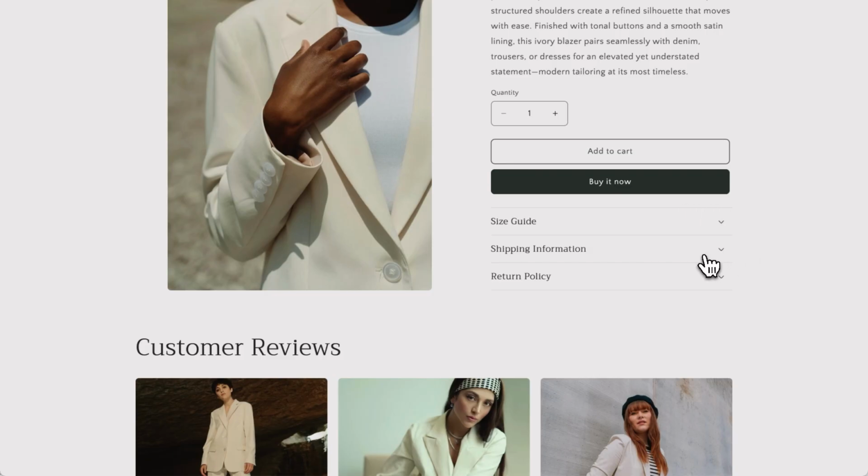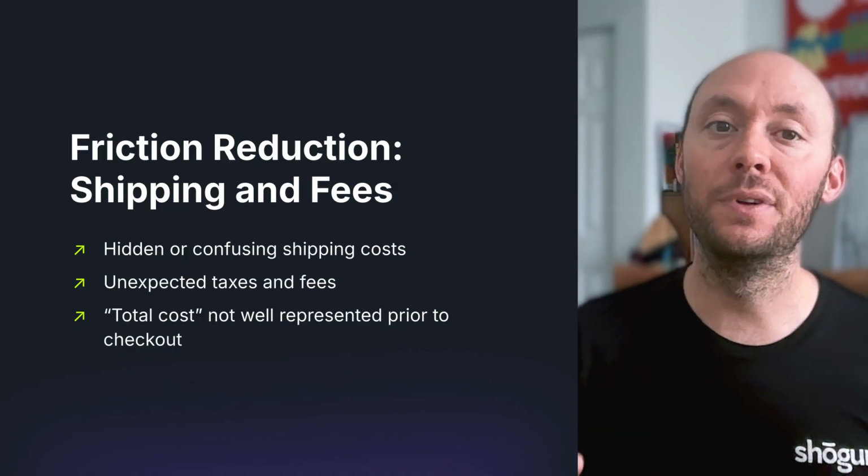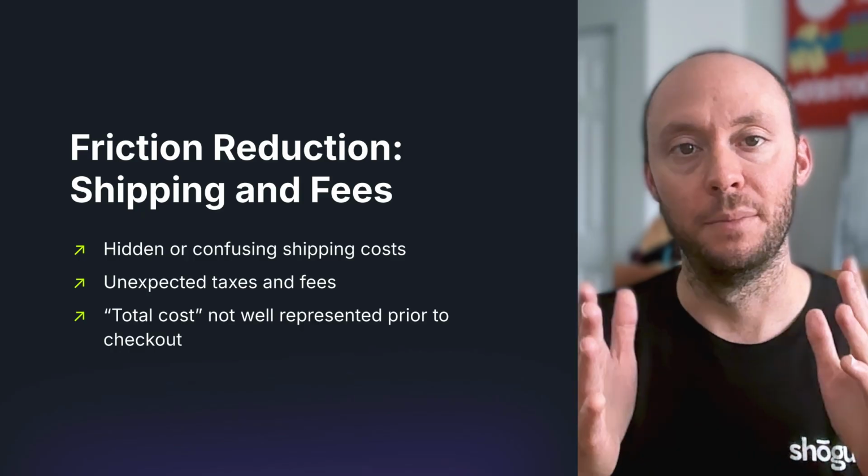Transparent pricing up front, including shipping and handling fees, is very important to avoid sticker shock and to remove the friction when it comes to shipping. Make sure you're doing this.